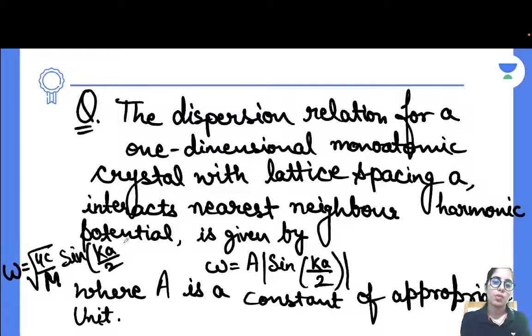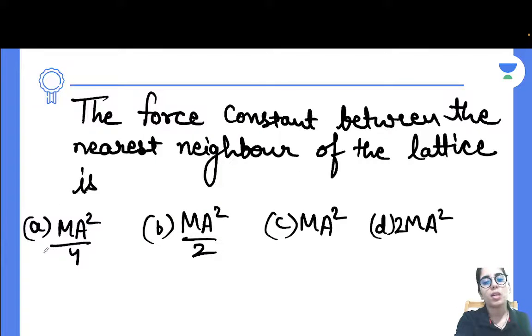They have asked you for the force constant. I have taken this c as a constant here. When you compare it with the given omega, the value of c will be a square m divided by 4. So that's your option A, which is the correct one here. This is the way you will be solving it. If you have memorized the standard expression, it will be quite easy to work on it. But if you have difficulty recalling it, you may have difficulty in solving it too. So it depends.